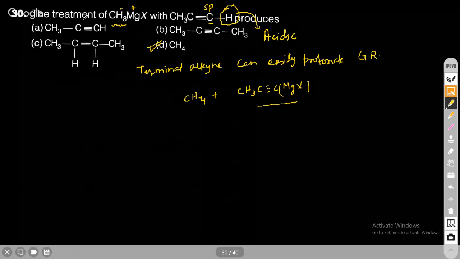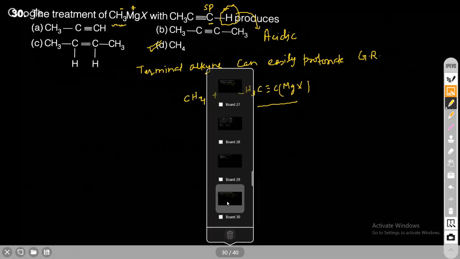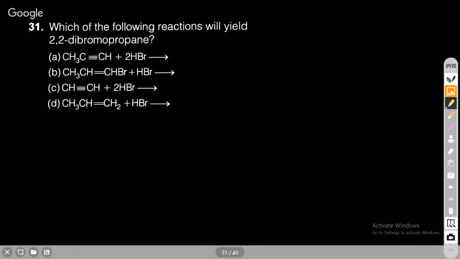Fine. Next one. Tell me this one, I think you can do it easily. Addition of HBr follows Markovnikov rule since there is no light or peroxide we have. Just add Br minus and H plus.